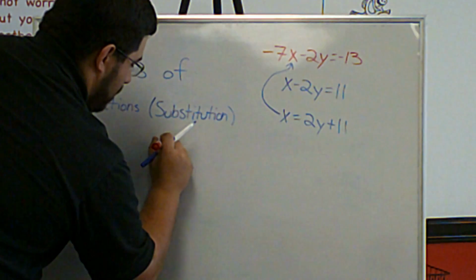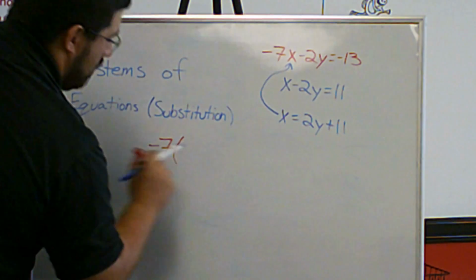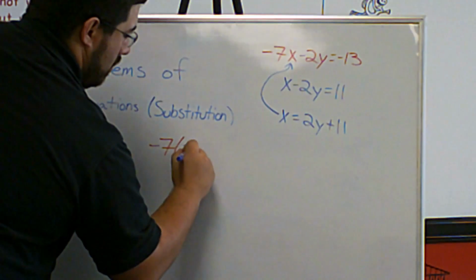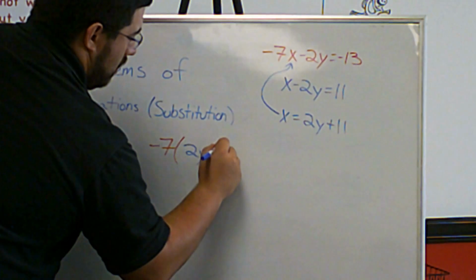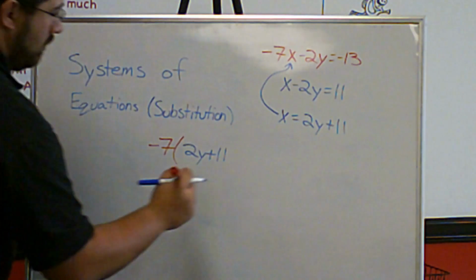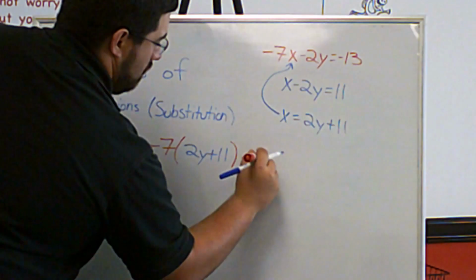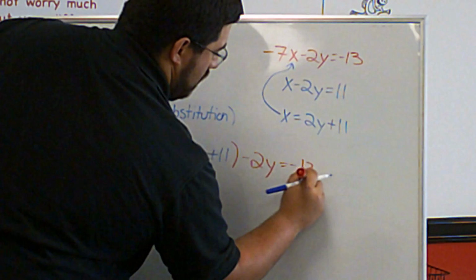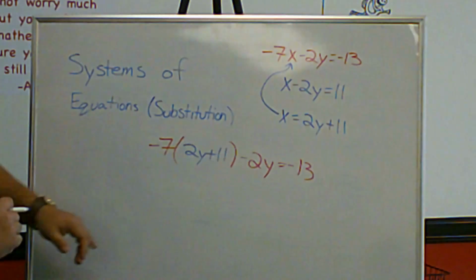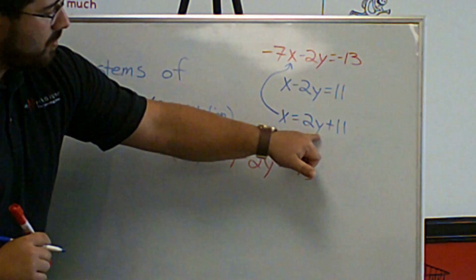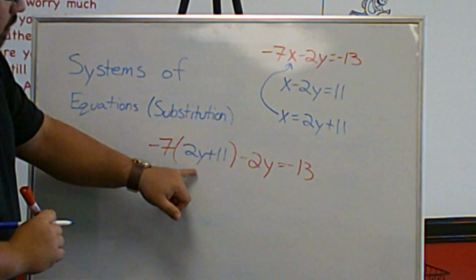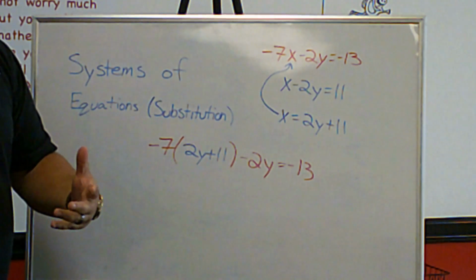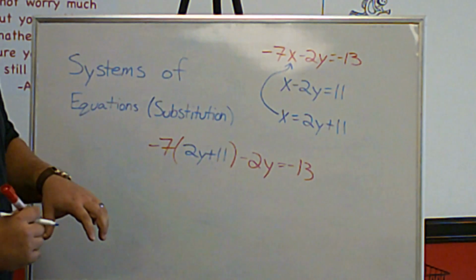I have negative 7 times (2y plus 11) minus 2y equals negative 13. So as you can see, we just moved what x equals right in where the x used to be in the other equation. So just substitution straight in.